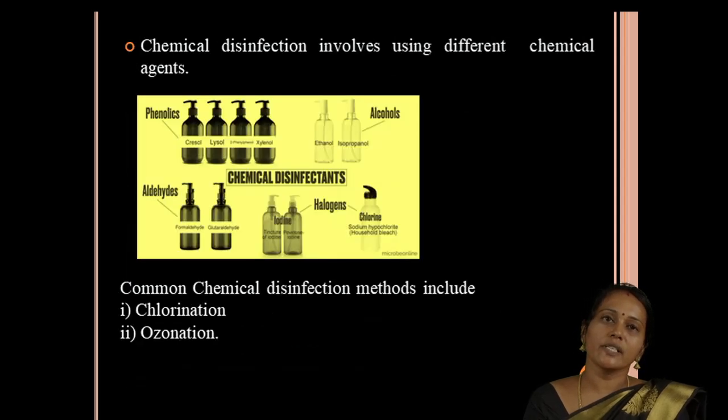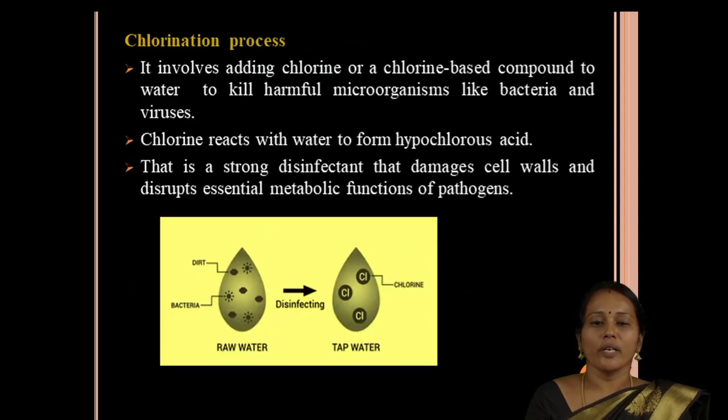The next method is the chemical disinfection method, that involves different chemical agents, for example phenols, alcohols, aldehydes, etc. Common chemical disinfection methods include chlorination and ozonation. Chlorination is the most important method for removing the microorganisms. That is the chlorination process.